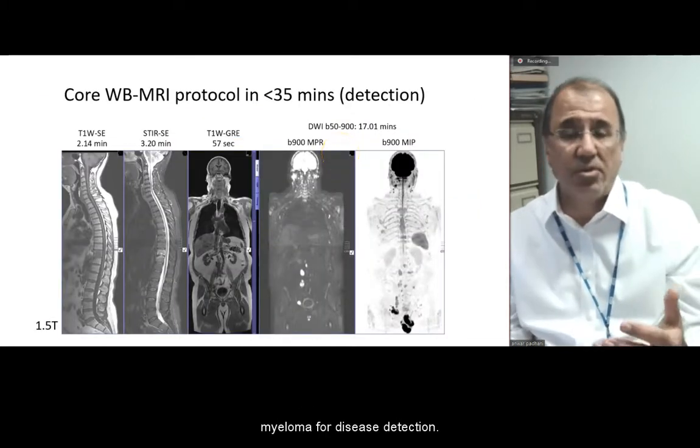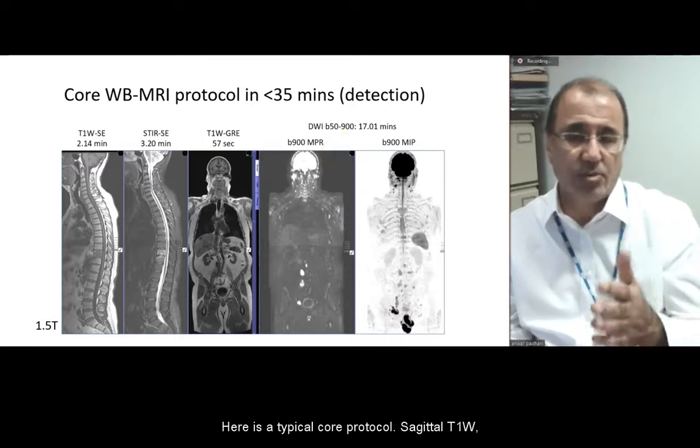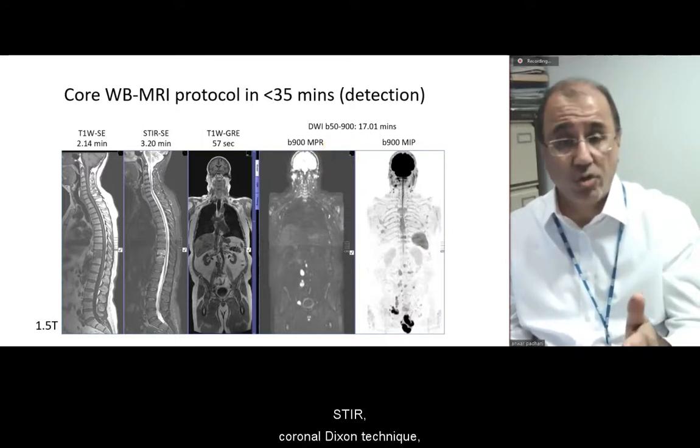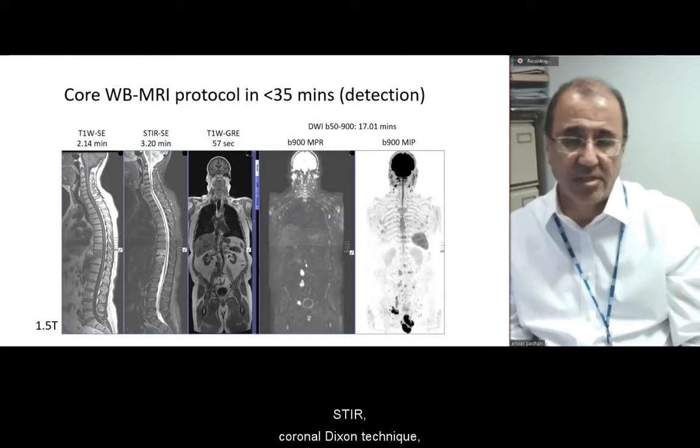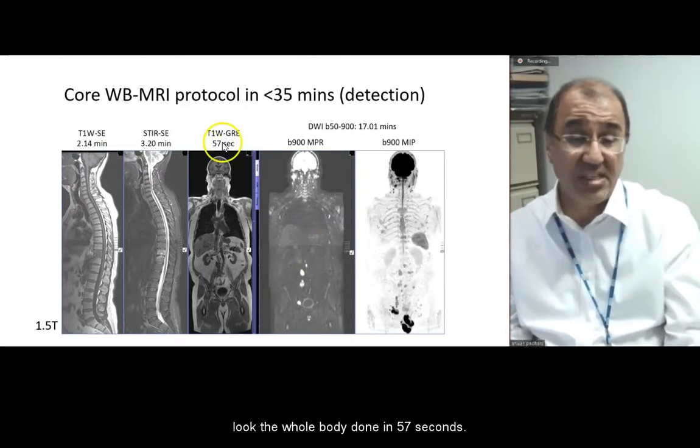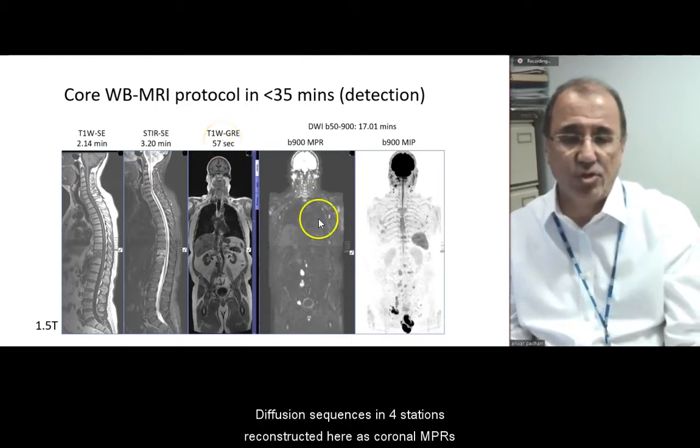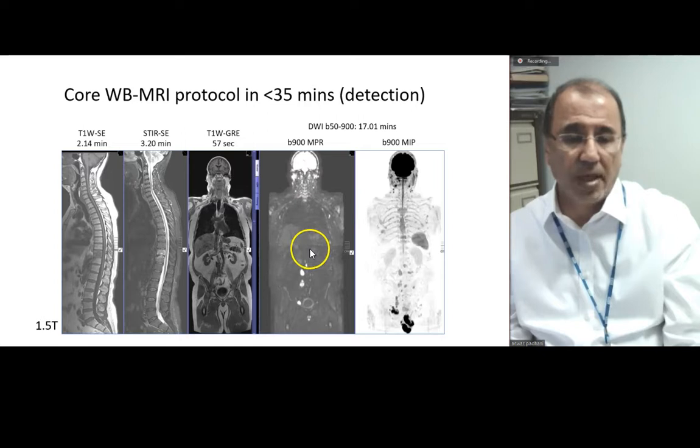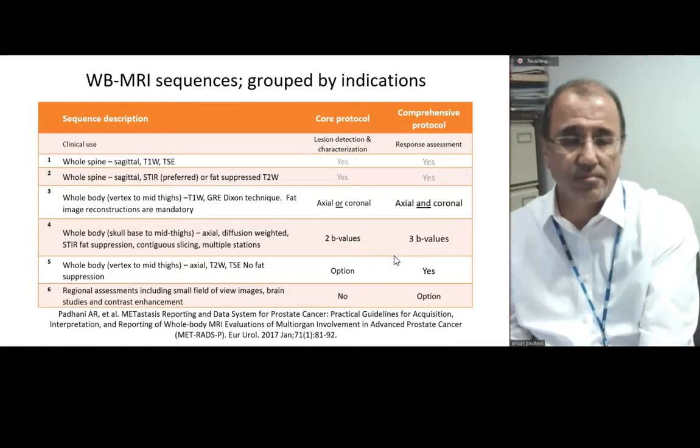Here's a typical core protocol. Sagittal T1, STIR, coronal in this particular instance, Dixon technique. Look, the whole body, 57 seconds. Diffusion sequences, 4 stations, reconstructed here as a coronal MPR and as a MIP sequence.